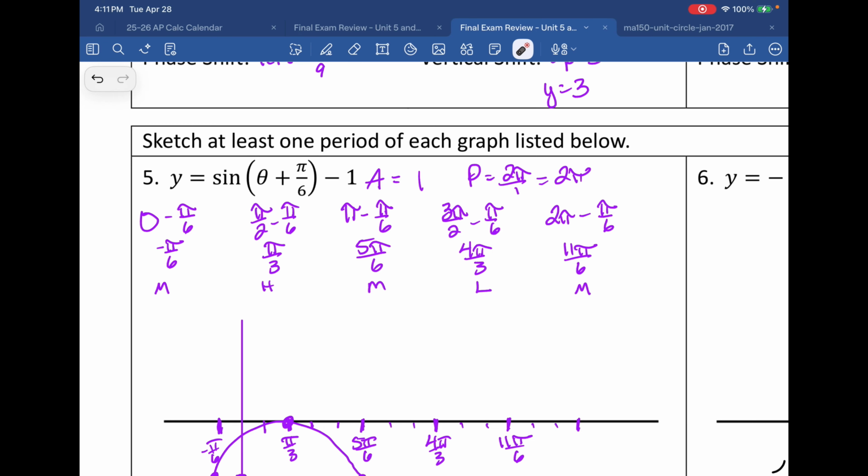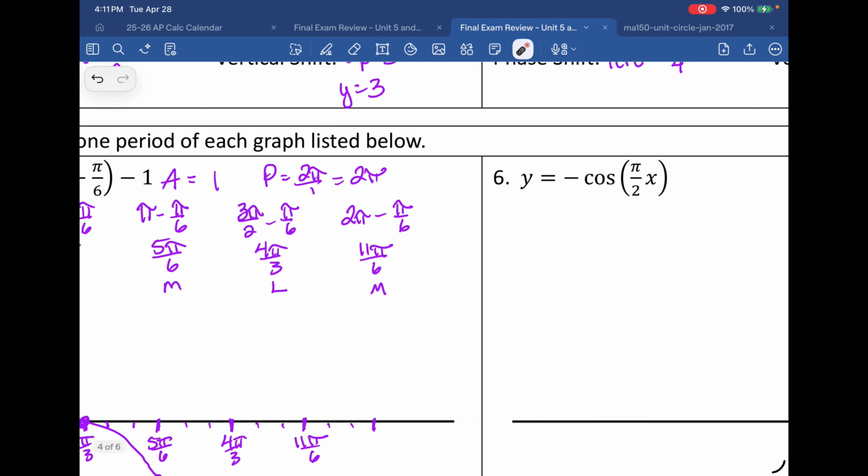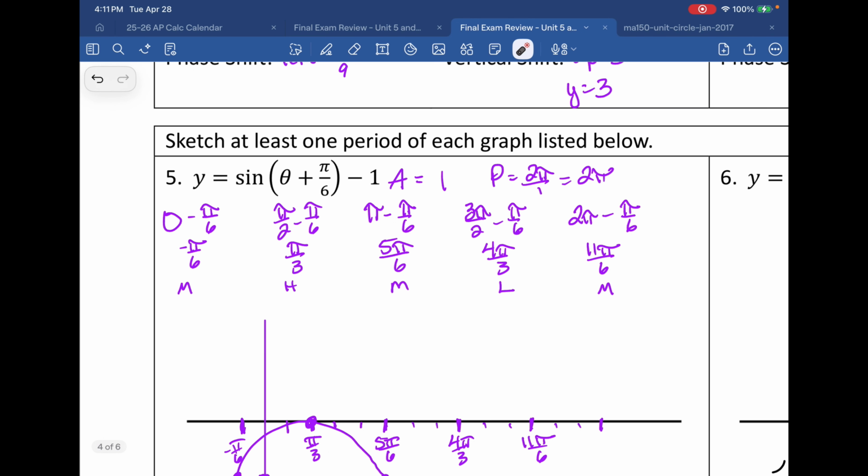All right, so what you do from here is you get the 5 key points, and I'll explain on number 6 how we get those. So we start with the originals.